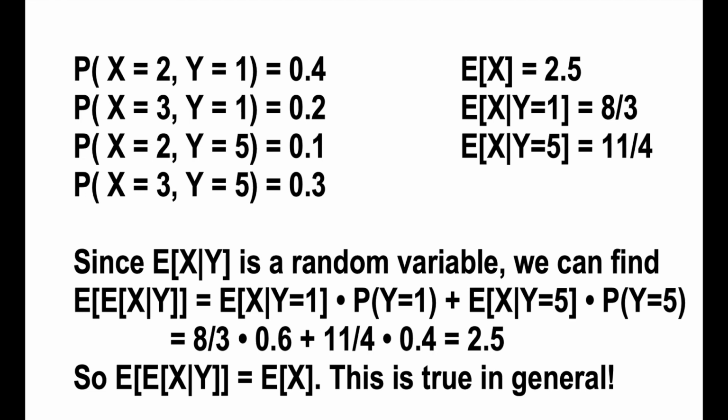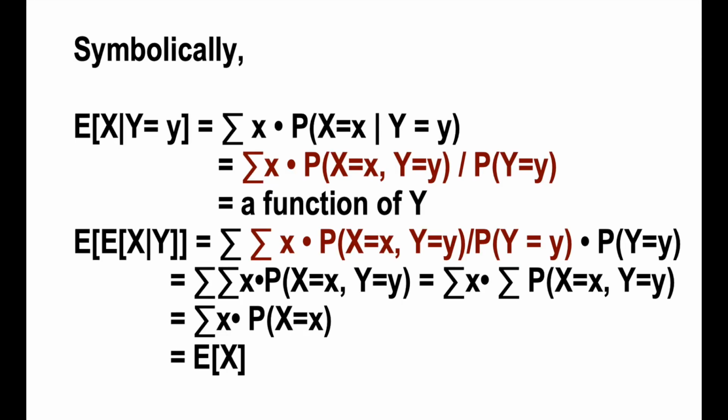When we do this, we find out that it equals 2.5, which is E of x. This is not a coincidence. E of E of x given y equals E of x. Here's the symbolic proof, but I find a number example is useful for learning the concept.